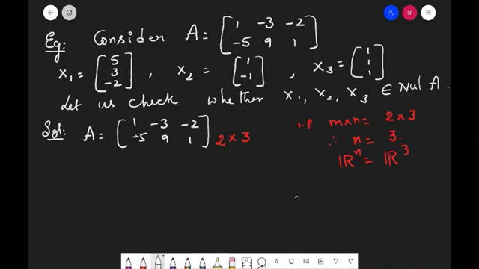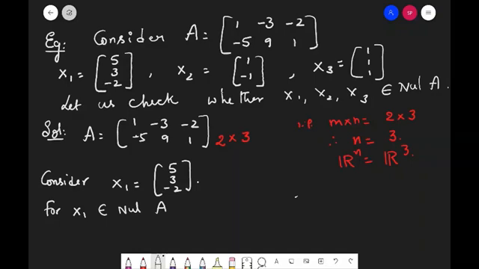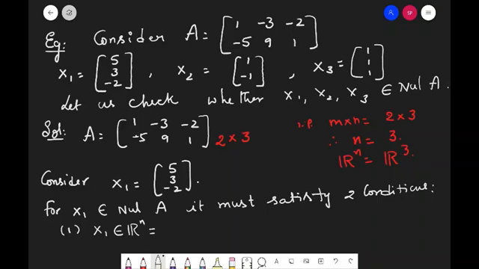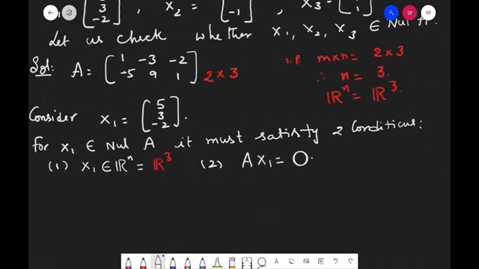Now let me consider the first vector. Consider x1 is equal to (5, 3, -2). Then we have to check two conditions for x1 to belong to null A. What are those two conditions? First, this x1 must belong to Rn, which here is R3, because n is equal to 3. And the second one, A into x1 must be equal to 0. So now let us see how these two conditions are satisfied.